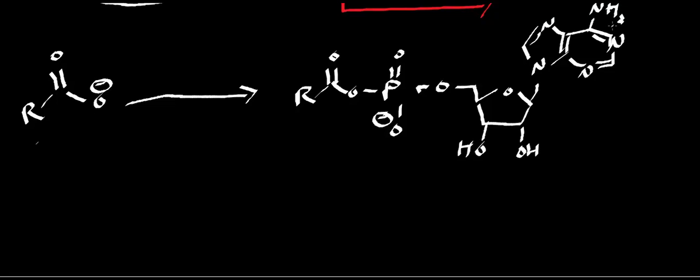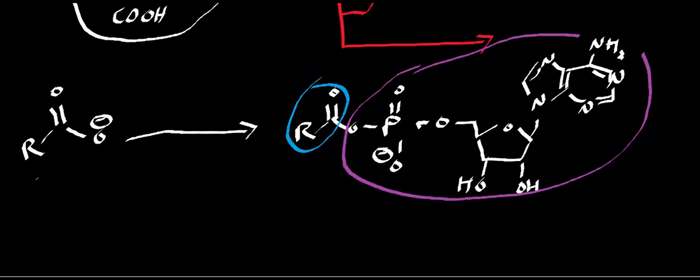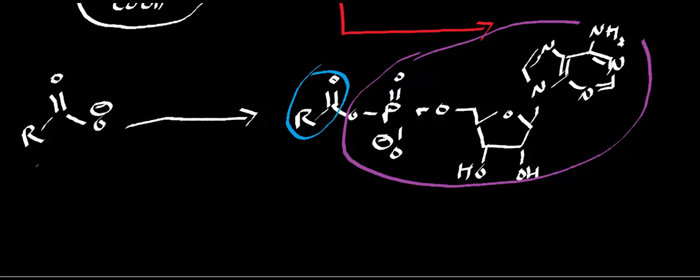Okay, so what did I do? Well, I have my fatty acid component, right? That's this guy right here. That's the fatty acid component. And then the whole rest of this molecule is AMP. And it turns out that AMP is what we call an activating group.